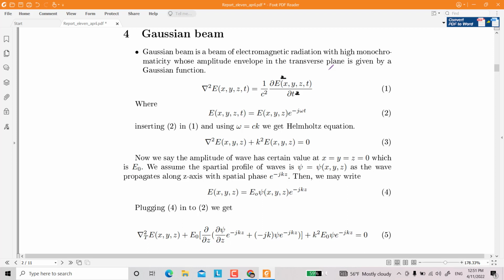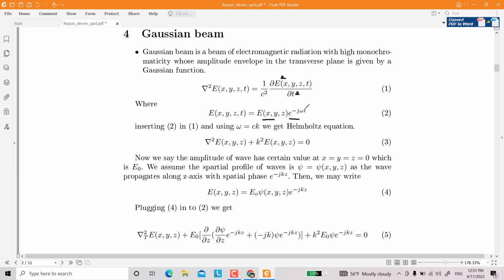Here we assume that the electric field as a function of time and space can be written as the separable product of the spatial solution E as a function of x, y, z, and the temporal solution, which is the temporal phase e to the power minus j omega t, where j is the imaginary number, omega is the frequency of the wave, and t is the time variable. If we put equation number 2 in 1 and do the derivatives on the Laplacian side and the temporal part side, we will come up with equation number 3.